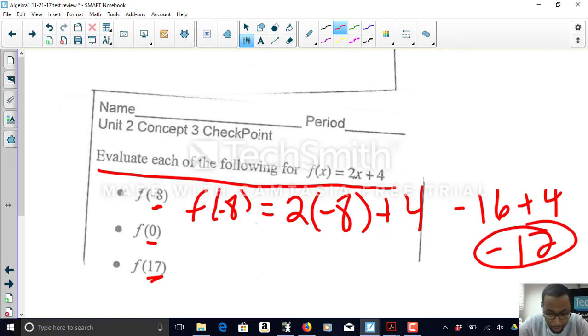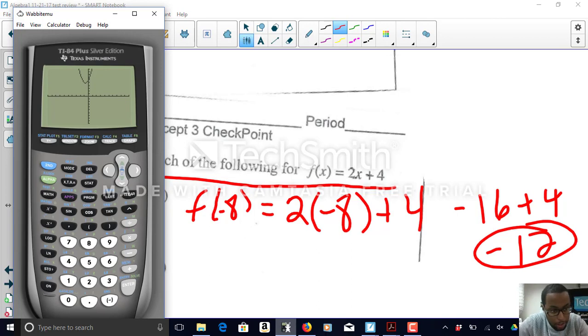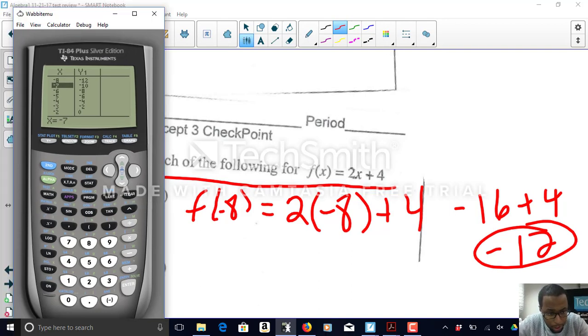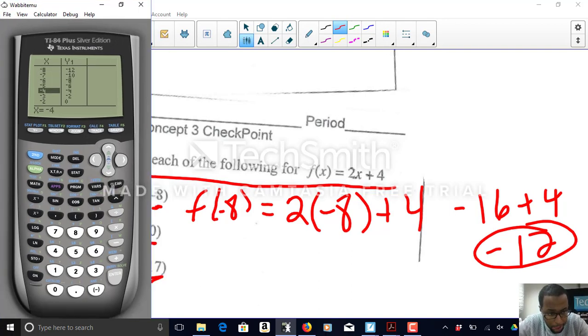You could do the same thing twice again, or in this case, you can use a calculator. So the same idea, press y equals. Because it's f of x, I know it's y equals. I'm going to put 2x plus 4. And I'm going to look at the table. And it gives me my answer. So let's check it. Make sure my math is not off. Boom. -8 is -12.